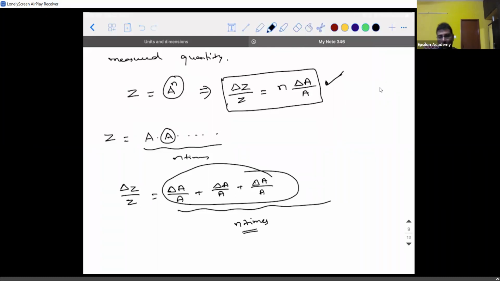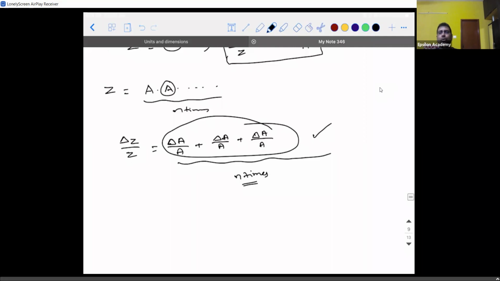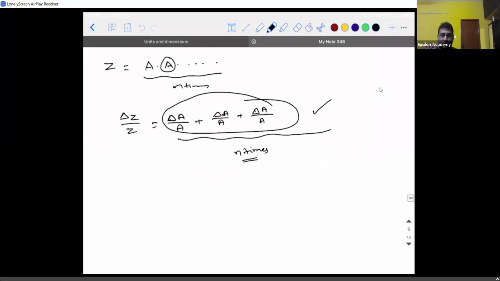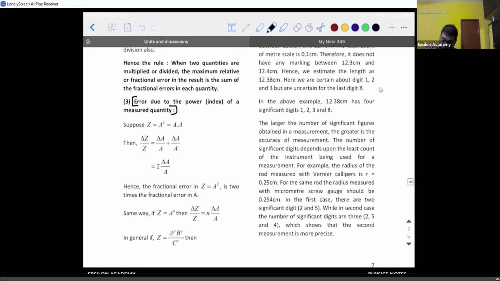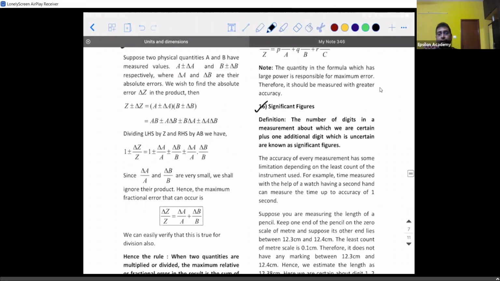There are some textbook problems also asked based on this. We'll do it later. At the end of the chapter, I'll do a worksheet so that you guys can understand it better. Am I clear with this? So the next topic that we are going to see is significant figures.